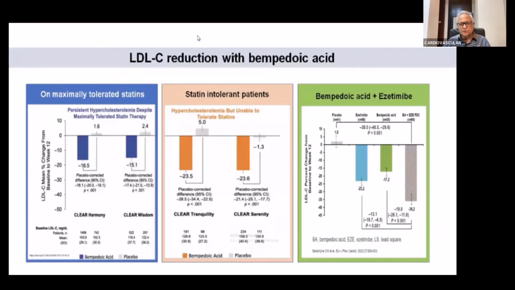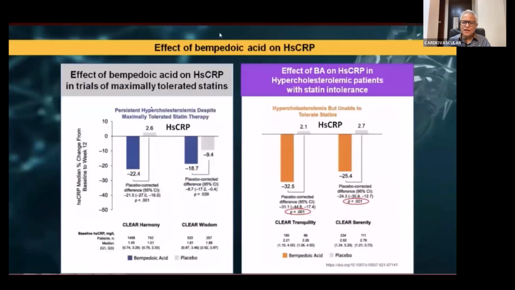And CLEAR Tranquility and CLEAR Serenity have clearly shown that along with the statin, it reduces LDL-C by 15%, but alone it can reduce up to 25% LDL-C. And when we add ezetimibe, it can go up to 35% in the absence of statin. It also reduces hsCRP. Along with the statin, it reduces hsCRP about 18 to 22%, whereas if the patient is statin intolerant and we give bempedoic acid alone, it reduces 30% and more.